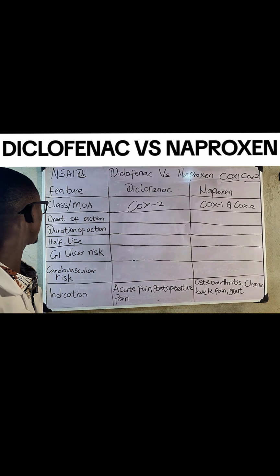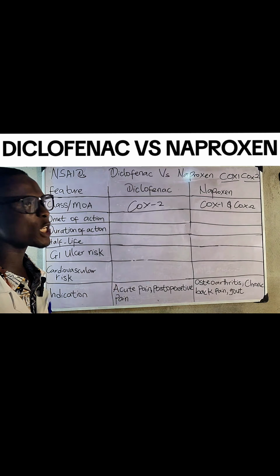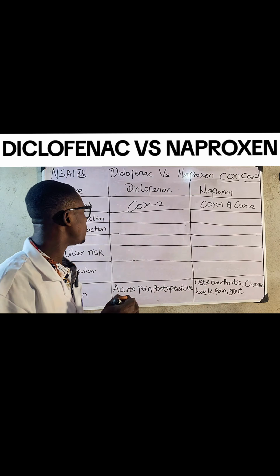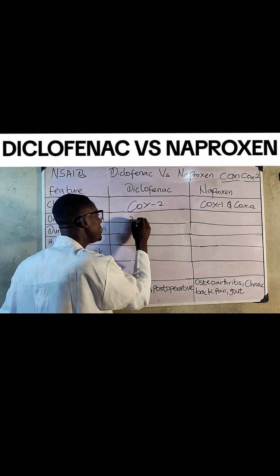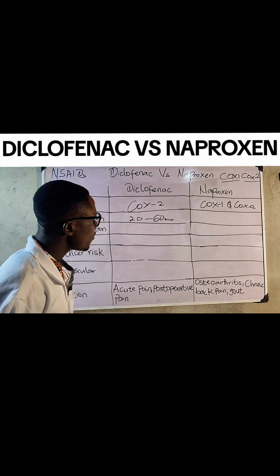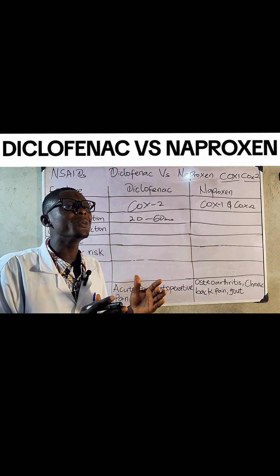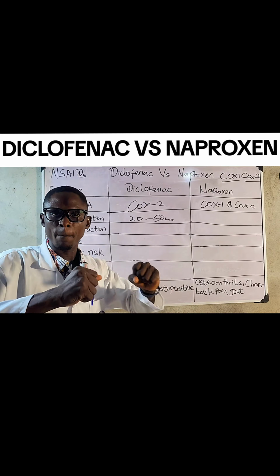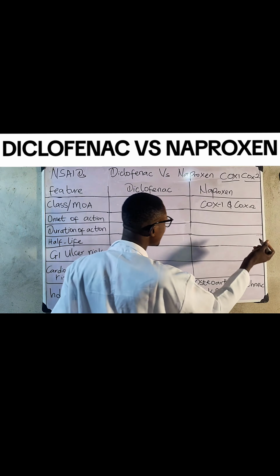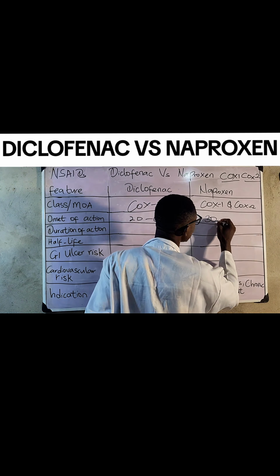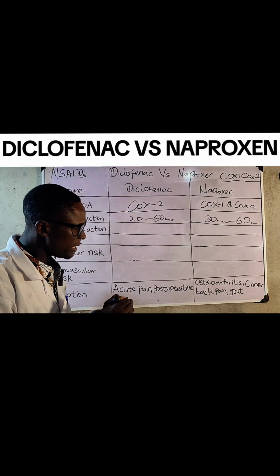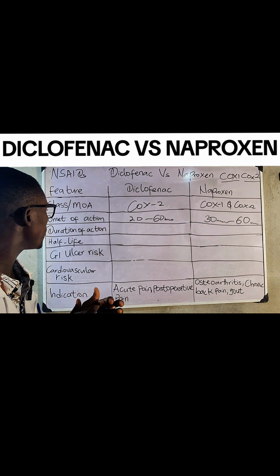Now let's talk about their onset of action. Diclofenac, especially when paired with potassium, diclofenac potassium, is very, very fast. The onset is around 20 to 60 minutes, and you get the effect. For naproxen, it's almost similar, very competitive with diclofenac. For naproxen, it's around 30 to 60 minutes, you start seeing the effect.